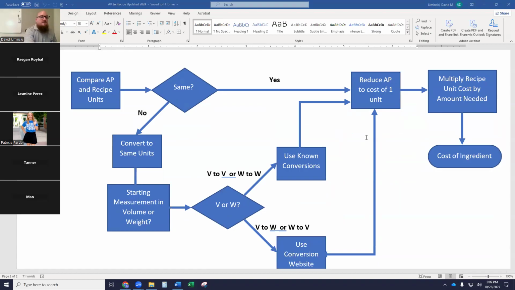Is that under our modules? I will post it under the modules. It's not there yet, but I will post it. Yes, sir. Okay.